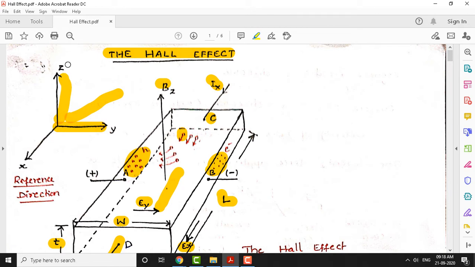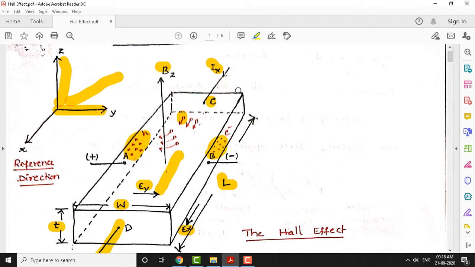If you hold out your first three fingers, of either the right hand or left hand, the thumb will be pointing up, your middle finger will be pointing in the y direction, and the forefinger will be pointing in the x direction. So this is what we have taken as a reference direction. As I told you, this direction is going to be useful in understanding parameters like current, magnetic field, and electric field.